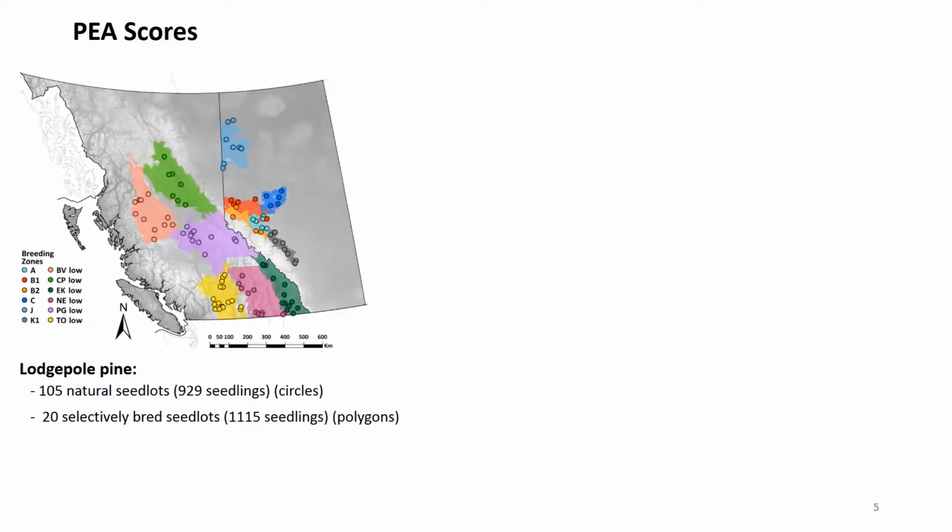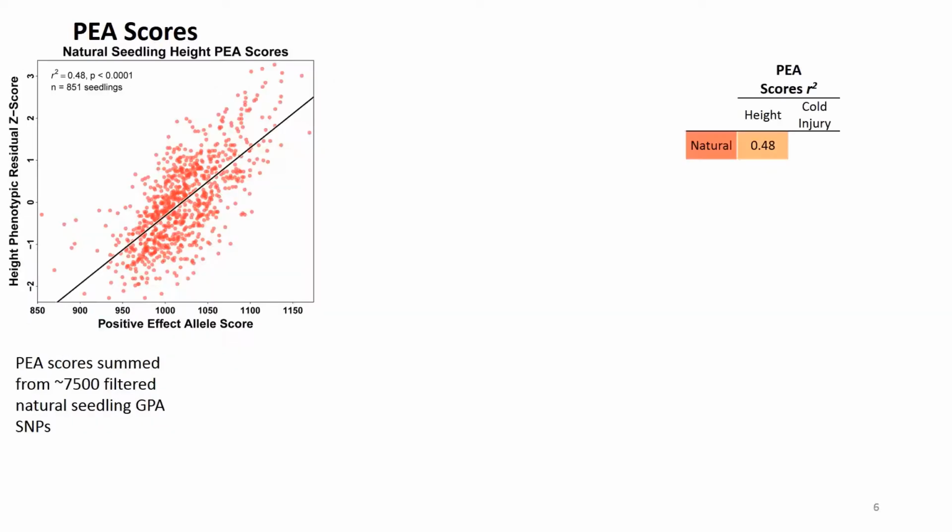Now, using the previous data for lodgepole pine in 105 natural seed lots and 20 selectively bred seed lots, I calculated PEA scores. I used genotype-phenotype associations with natural seedlings for height and cold injury traits. And by calculating the polygenic scores for each seedling, I can show that PEA scores for height have a clear relationship and explain a moderate to large proportion of variation in height phenotypes.